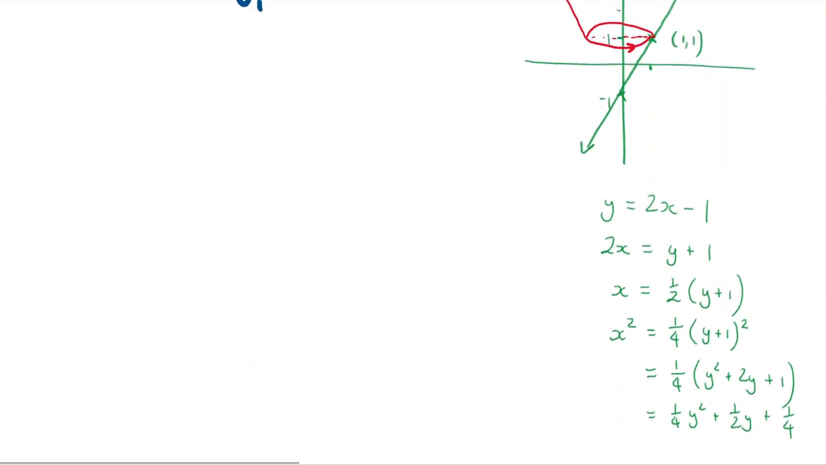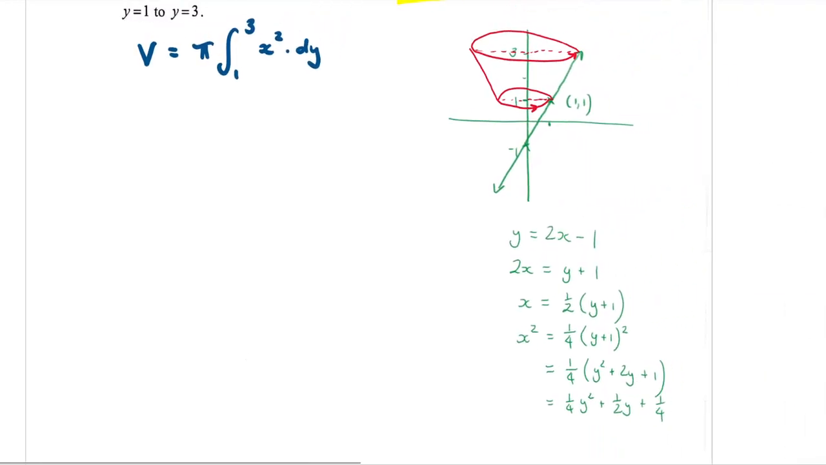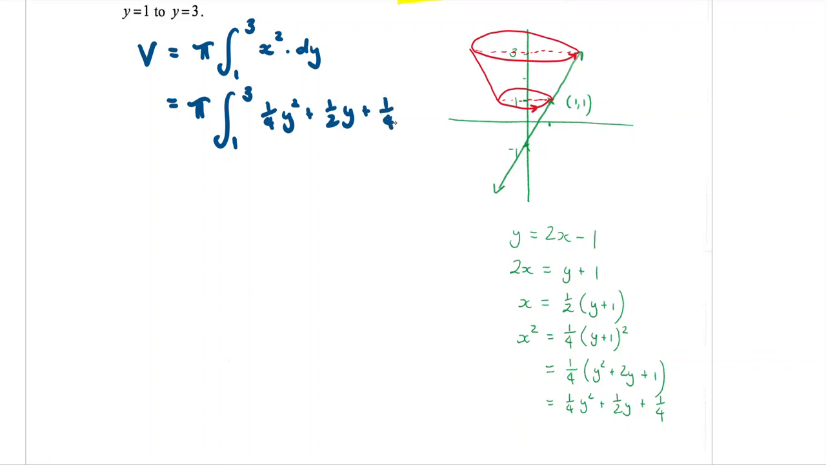Okay, so now that I know that, let's come back to our integral. The pi is going to be sitting out the front. I'm integrating between y is 1 and y is 3. My x squared is equal to the quarter y squared plus half y plus a quarter dy. And now I'm ready to integrate.